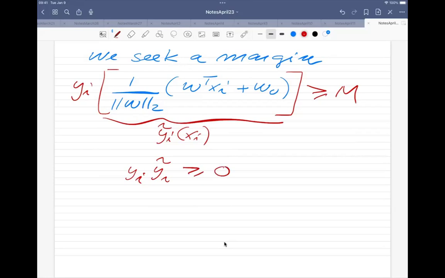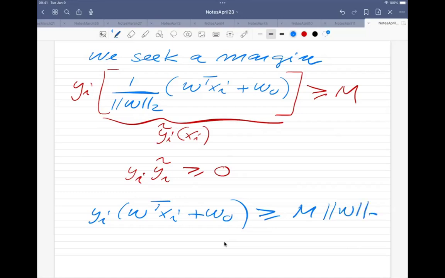This is what we did in the previous case. So if we now look at this equation which we have here, we can rewrite it by multiplying away the norm. So I can now set up y of i multiplied with W transpose x of i plus W0 to be larger or equal than this number m, multiplied with the norm of W. So what I can do now is to define m times the norm of W equal to 1.